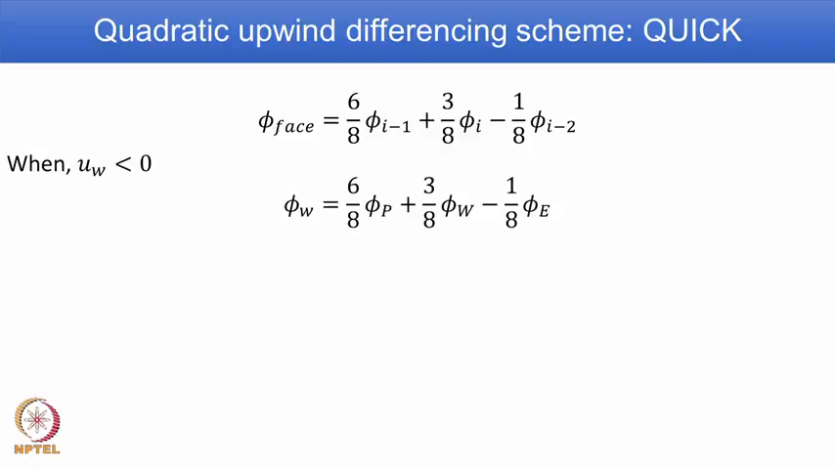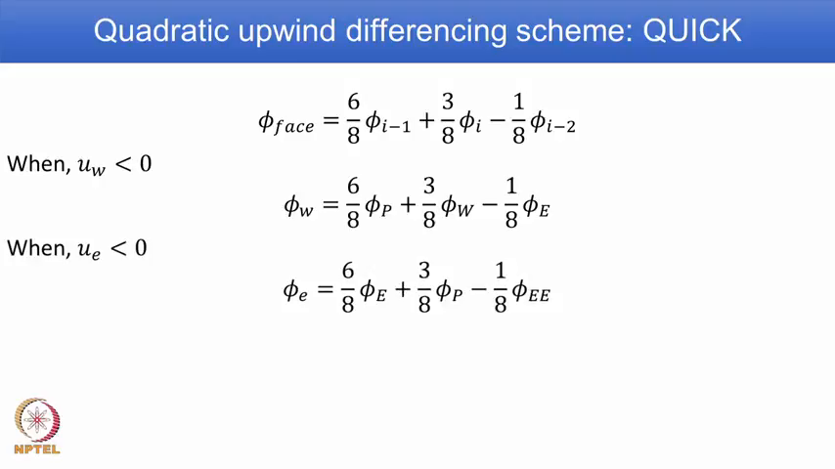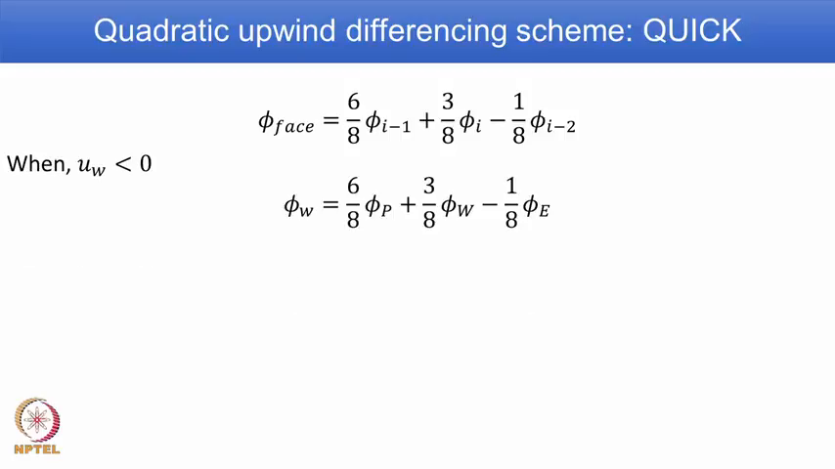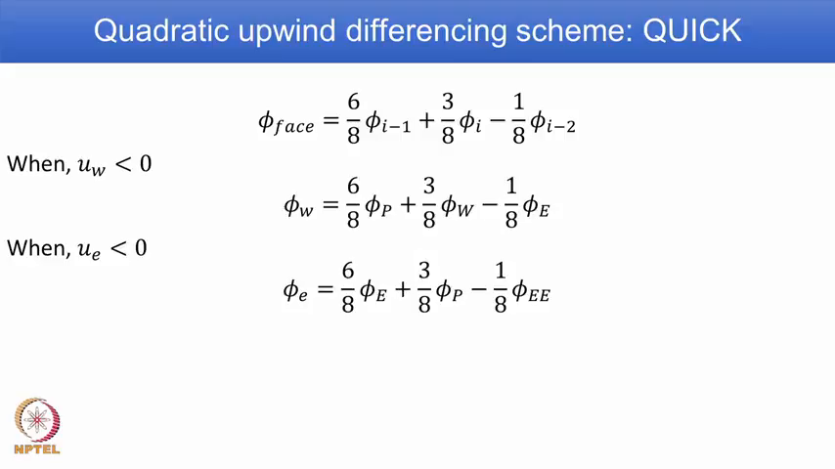Now, all that we have done is for one side; we will try to extend it to the other side. The generic expression for quadratic fit is shown. Now, UW is less than 0. In the previous case, UW was greater than 0 and UE was greater than 0. So, we now follow for UW less than 0 and UE less than 0, which means the flow is from right to left, negative.